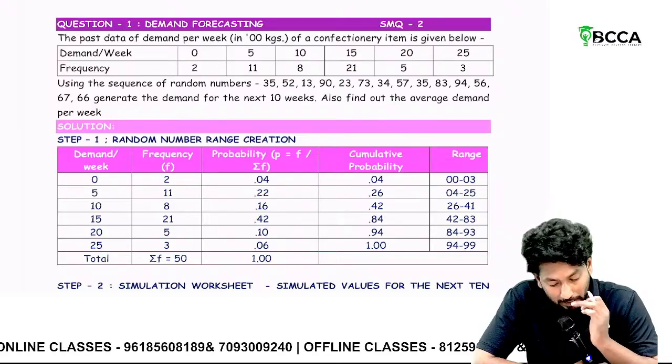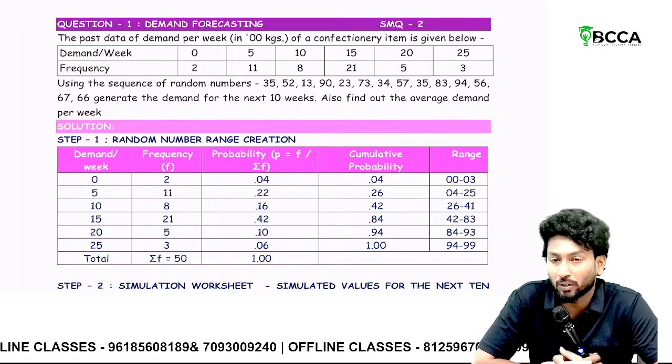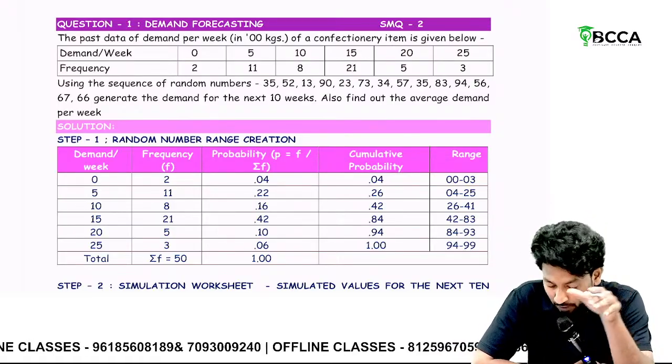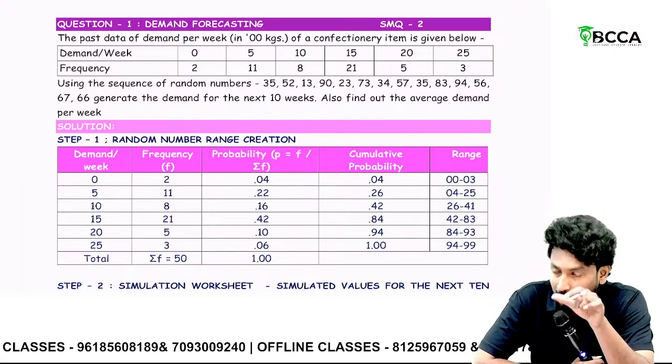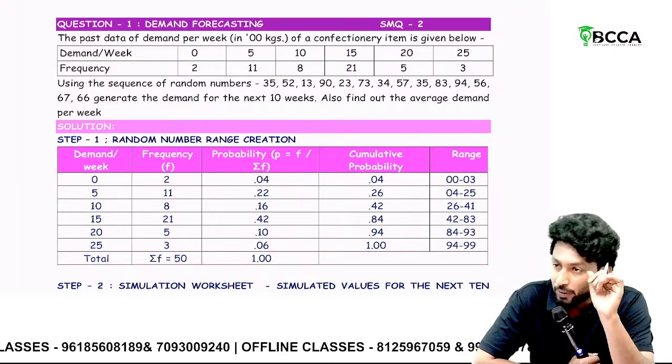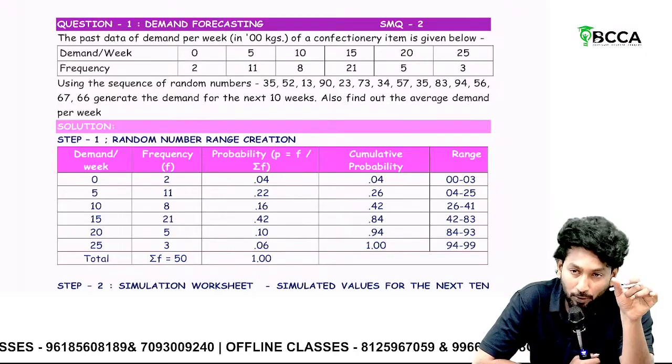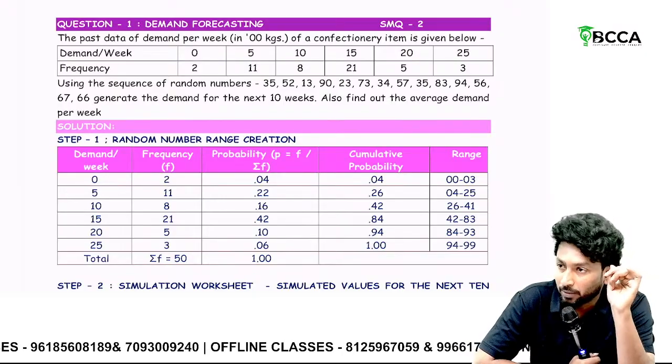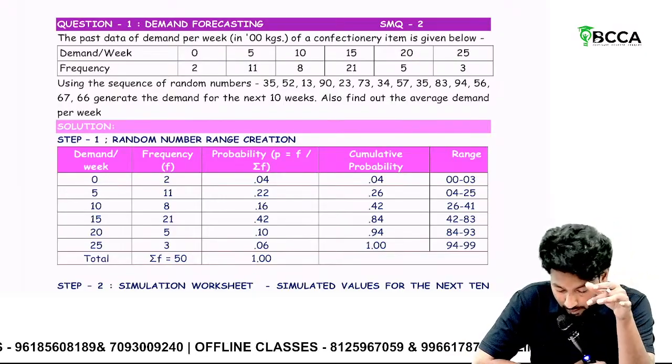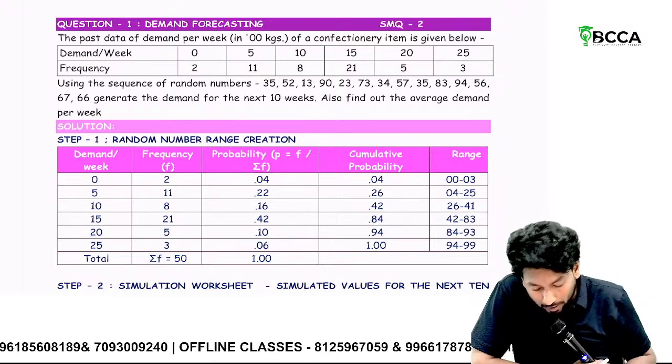Here a single random number series is given. That means we have to write a single series of range. For that, they have given decision variable demand and respective frequency. We can write probability, cumulative probability, range. Step 1. In step 2, in the question, how many random numbers are given, sir?